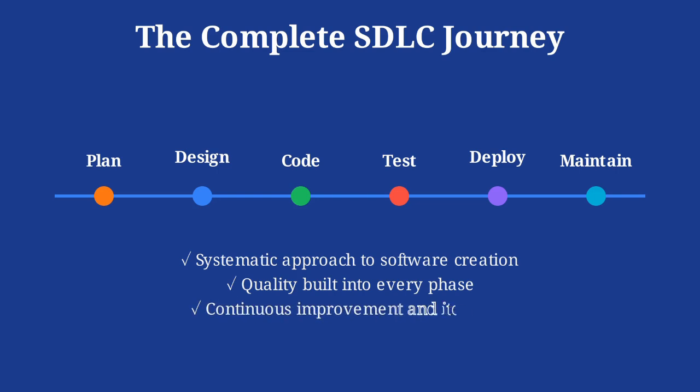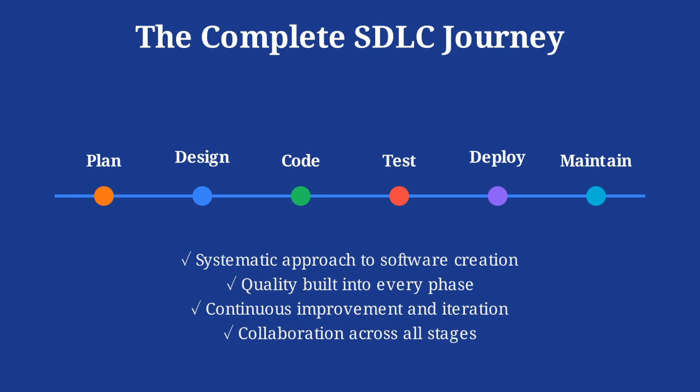The key takeaways? First, it's a systematic approach that reduces risk and increases success. Second, quality is built into every phase, not just added at the end. Third, it supports continuous improvement and iteration. And finally, it requires collaboration across all stages.